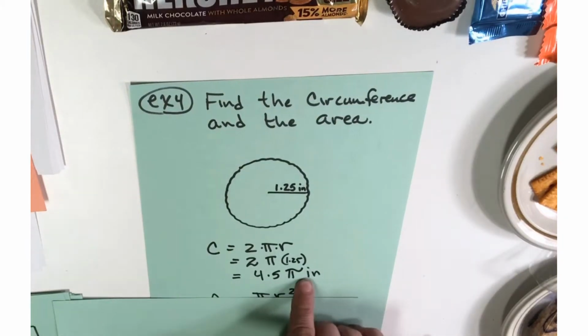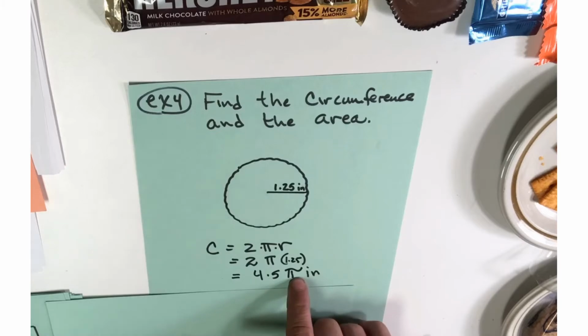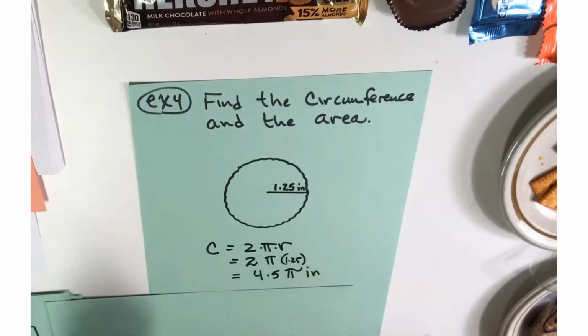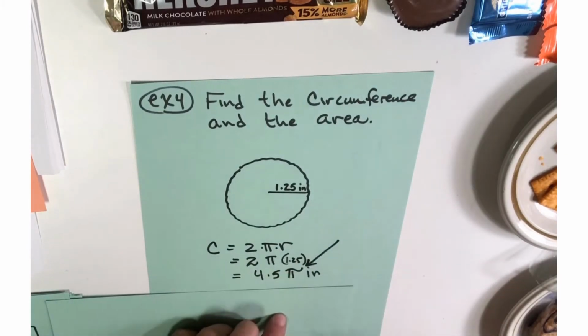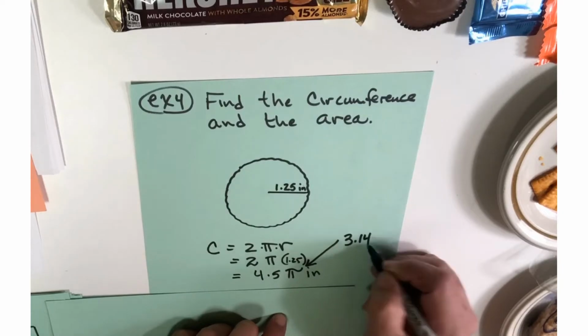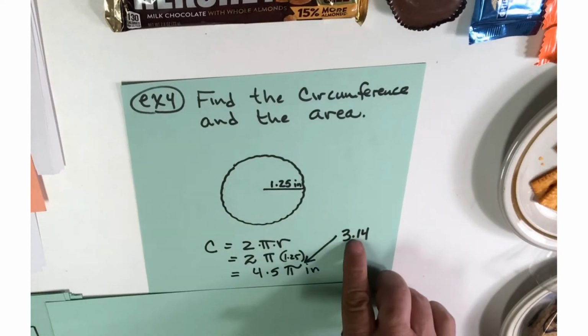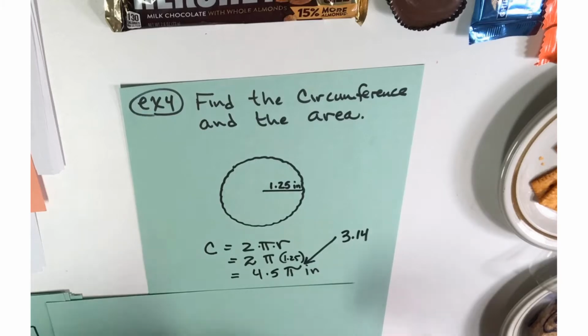This is the way we leave it in math because it is in pi notation. Obviously, in real life, what would you plug in for pi? 3.14. So you just multiply 3.14 times 4.5, and you will know the circumference.